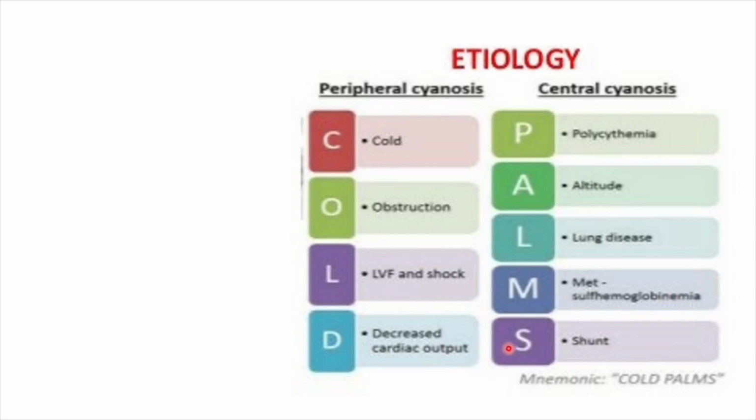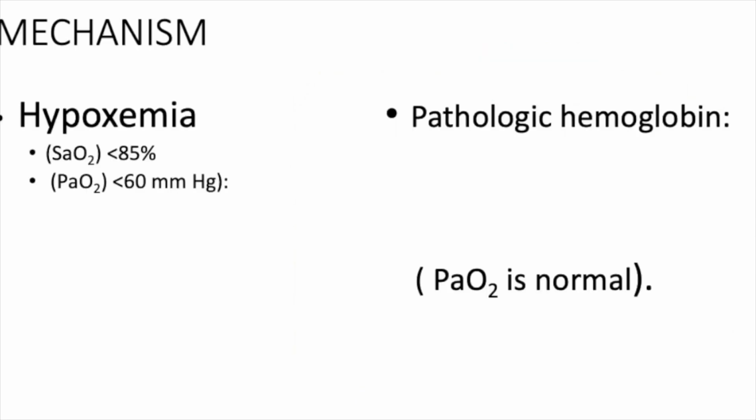This can be remembered by a small acronym, cold palms. Peripheral cyanosis, cold, and central cyanosis, palms. So central cyanosis can be due to polycythemia, high altitude, lung diseases, methemoglobinemia, and shunts. Peripheral cyanosis, of course, cold, any obstruction, heart failure can lead to peripheral cyanosis.